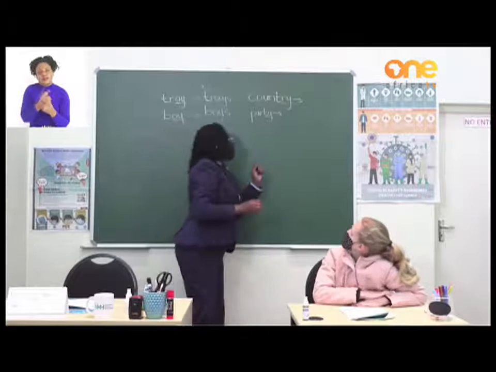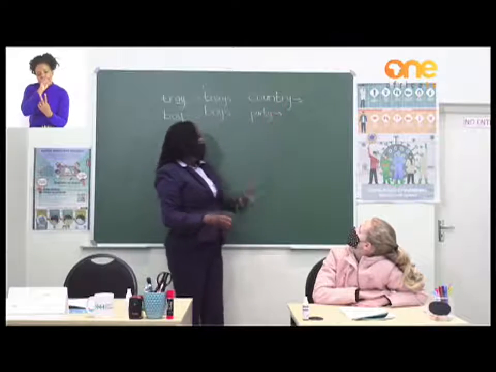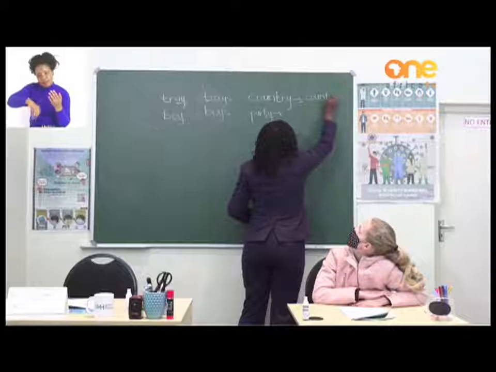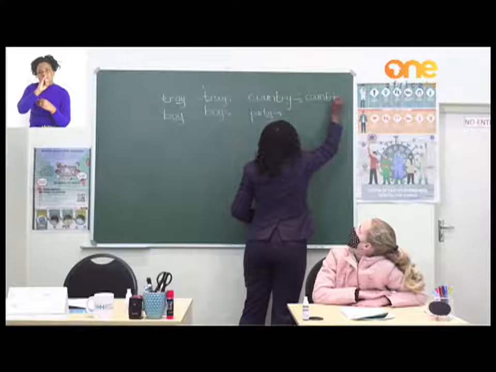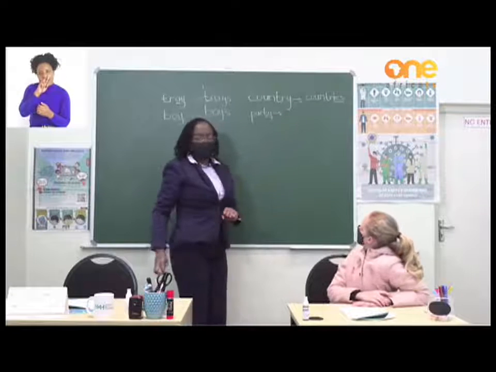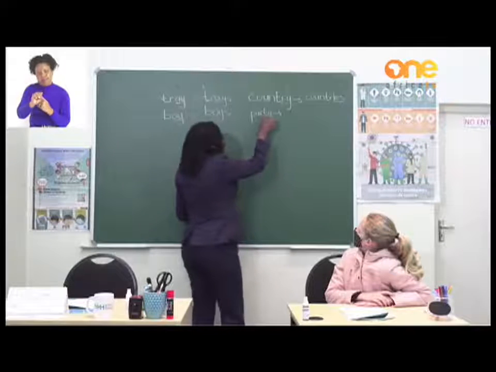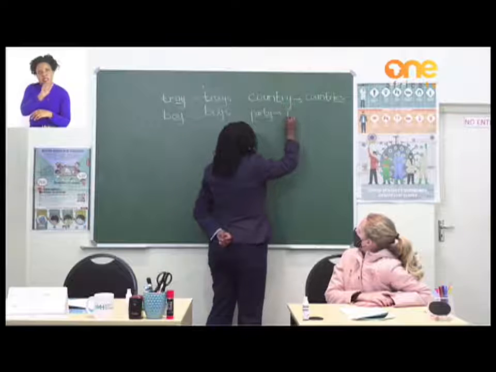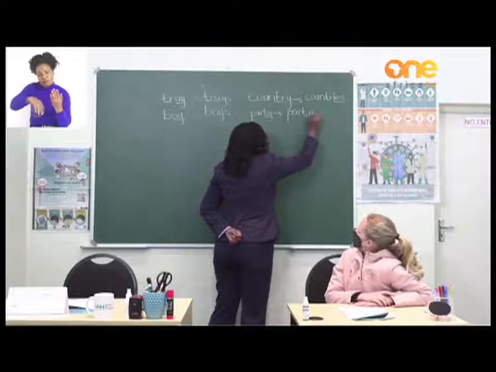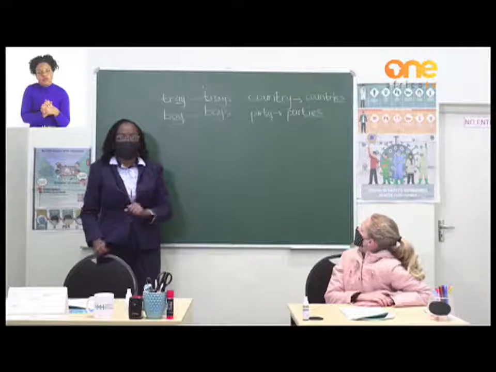But in the case where you have your noun ending in a consonant followed by Y, what you do is you drop the Y and you add I-E-S, and you have countries. The same thing with party. Party ends in T and is followed by Y. So what we do is we drop the Y and we add I-E-S, and we have parties. That's the difference between the two.